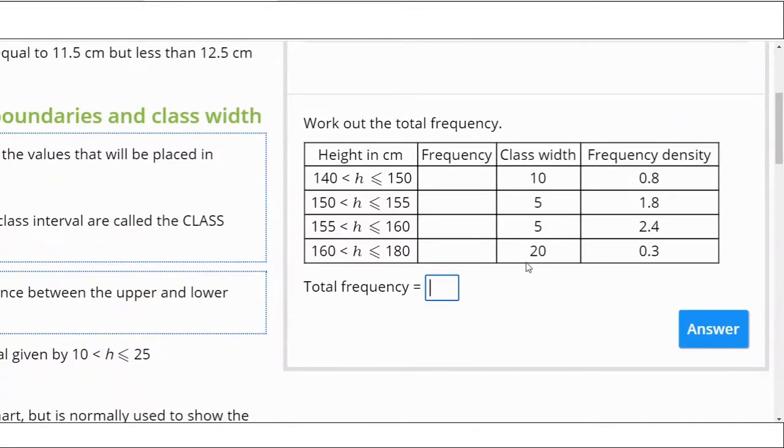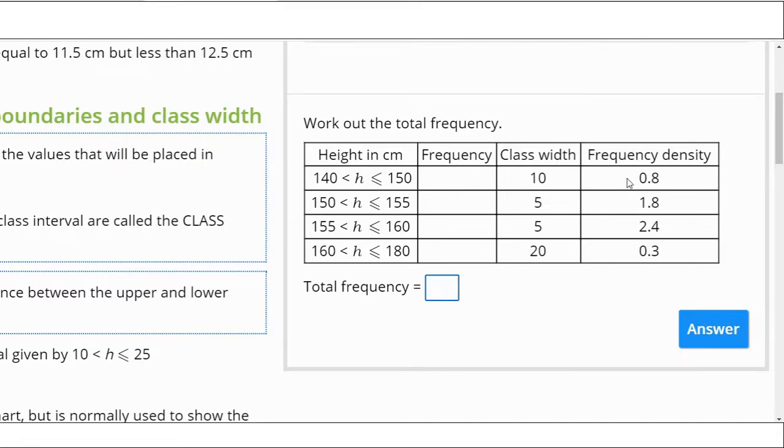Work out the total frequency. The total frequency means you need to know the frequency of these classes, and then add all. So the total frequency, you can get it. But here, to find it, you need to use the class width and frequency density. You know the relation between frequency, class width, and frequency density, right? To find frequency density, you need to divide frequency by the class width.